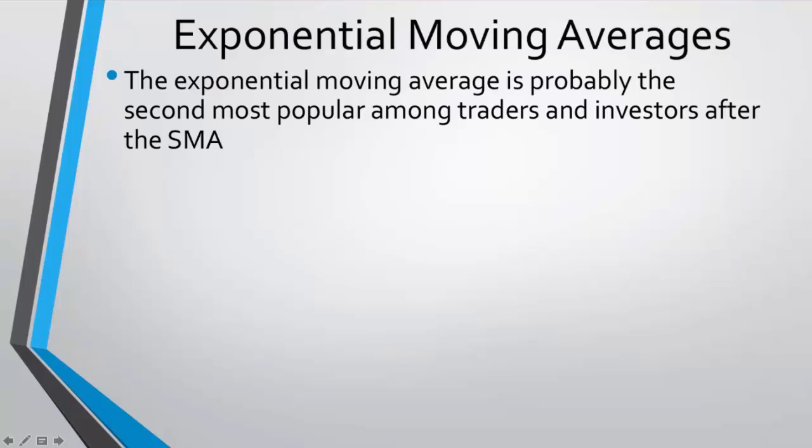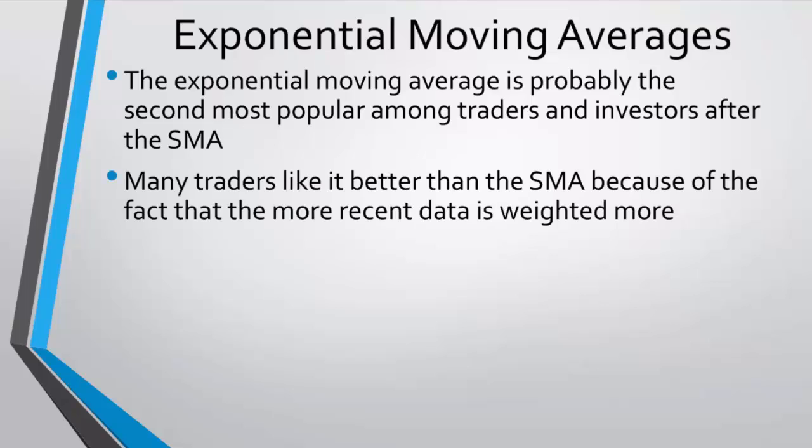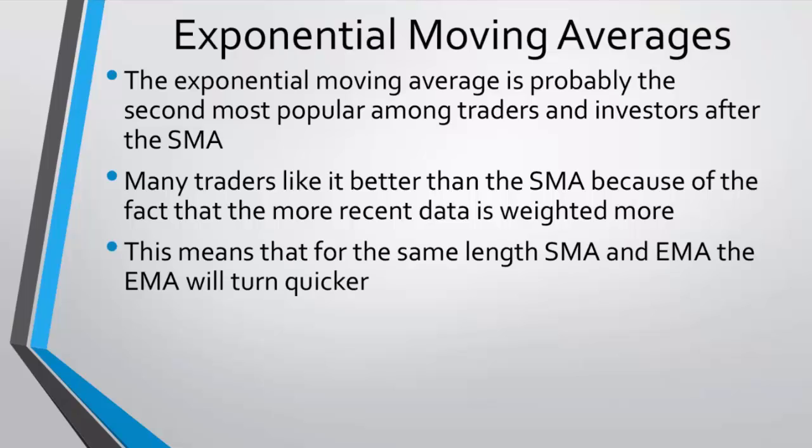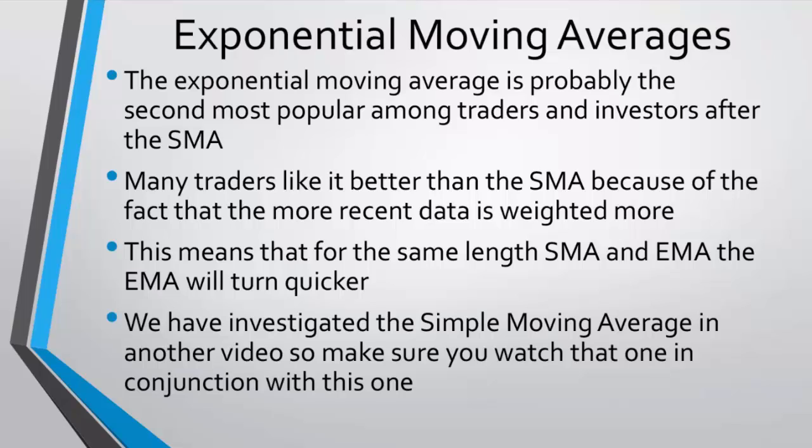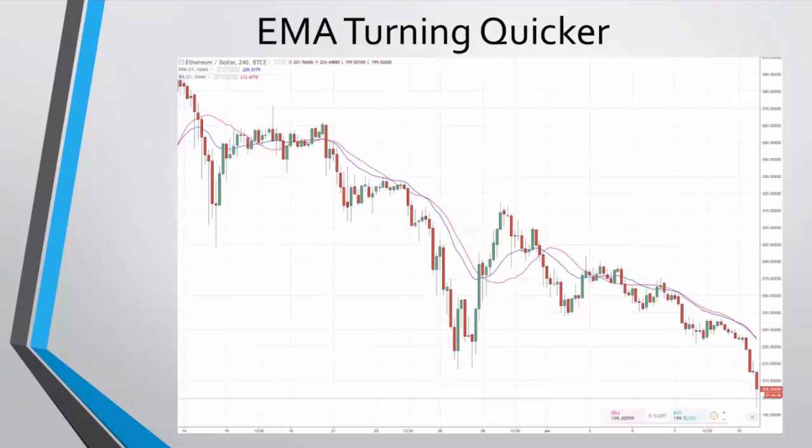The exponential moving average is probably the second most popular among traders and investors after the simple moving average. Many traders like it better than the simple moving average because the more recent data is weighted more. This means that for the same length, SMA and EMA, the EMA will turn quicker. We've investigated the simple moving average in another video, so make sure you watch that one in conjunction with this one to get a better understanding of the simple moving average. But let's take a look now at the exponential moving average turning quicker.